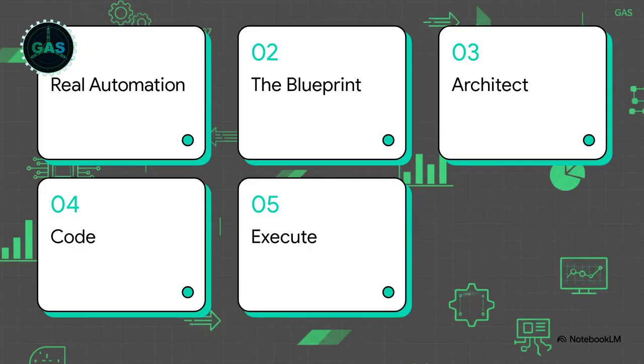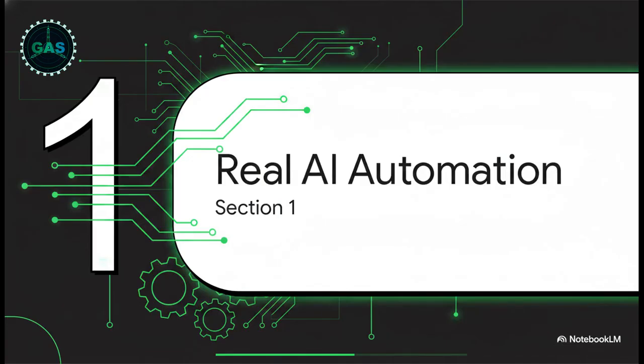To cut right through the marketing noise, we're structuring today's explainer across 5 critical phases. We'll define real automation, introduce our system blueprint, and then walk step by step through how to architect, code, and execute your system. All right, let's get into phase 1, the real AI automation.